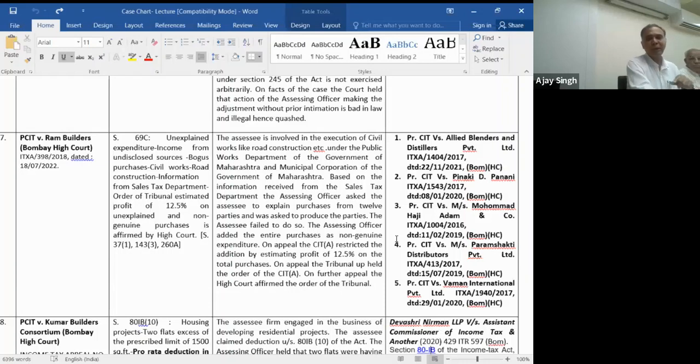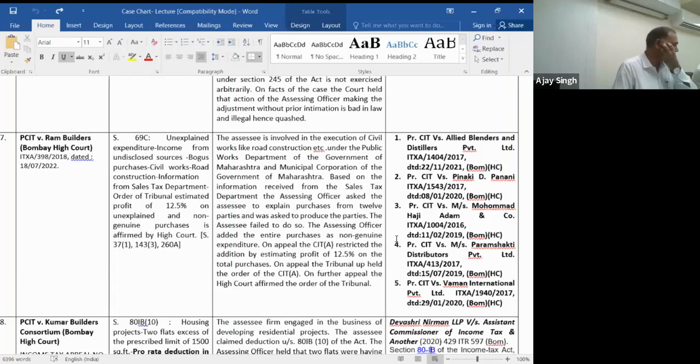In my chart, on the extreme right, I have listed out the other decisions of the Bombay High Court, though there are decisions of other high courts also. But I have just listed out the decisions of the Bombay High Court. These decisions one has to not blindly apply to each and every case, because I have heard people arguing that if this is done in Muhammad Haji, why should it not be applied?